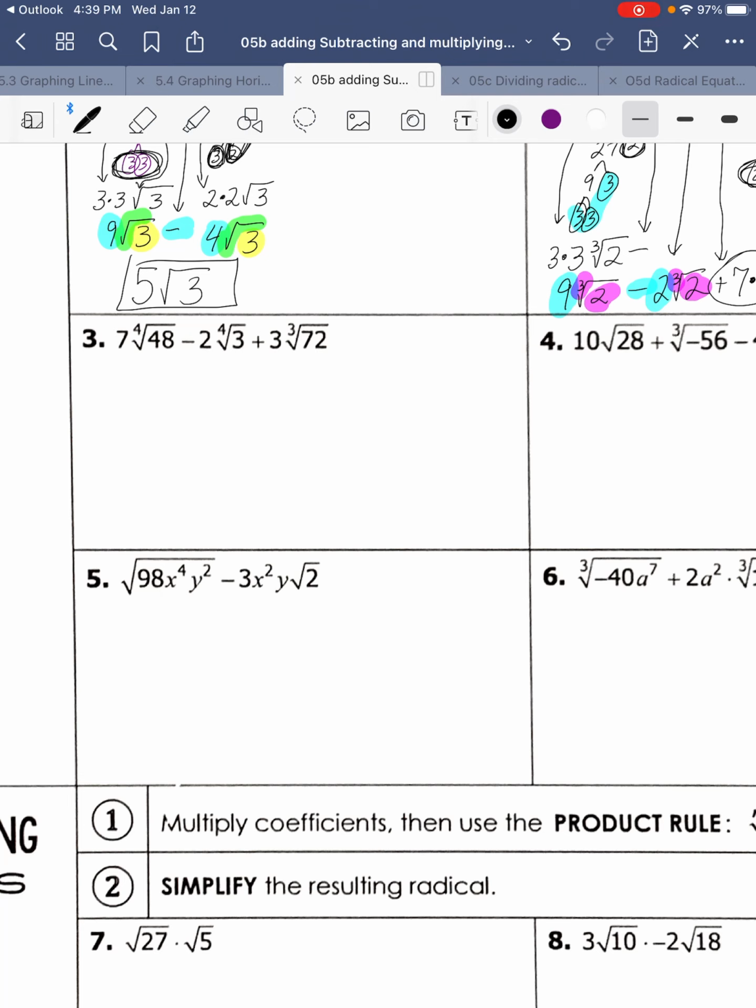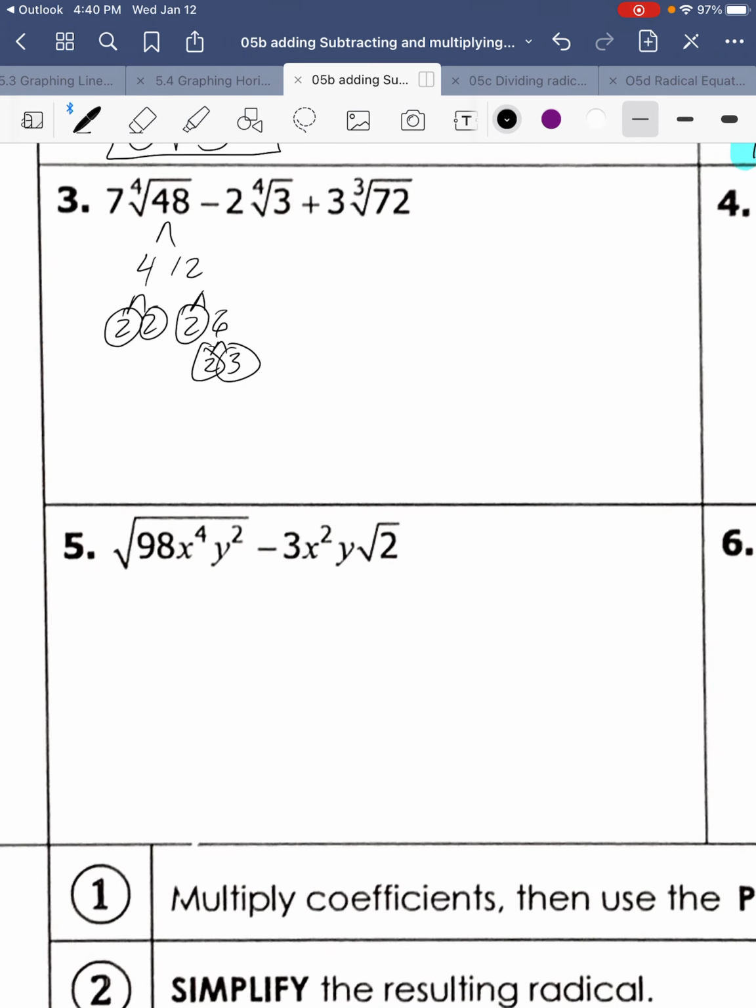Number 3. Let's simplify. 48 is 4 and 12, 2 and 2, 2 and 6, 2 and 3. Prime numbers, just so I can see them a little better. It's a 4th root, so we need groups of 4. Well, we do have four 2s. 2 times 2 times 2 times 2 is 16. 4th root of 16 is 2. So the 7's going to come down times 2. It's a 4th root of 3. And the 4th root of 3 doesn't simplify, so that's going to come down. Minus 2 4th root of 3.